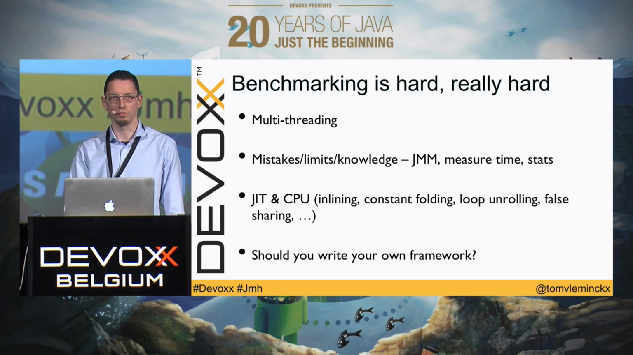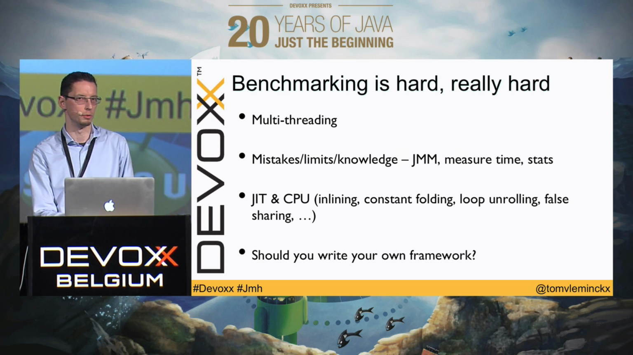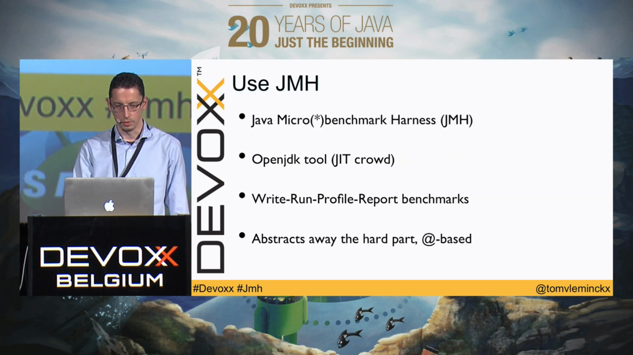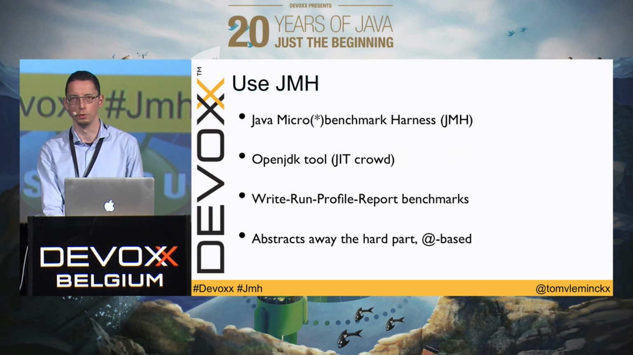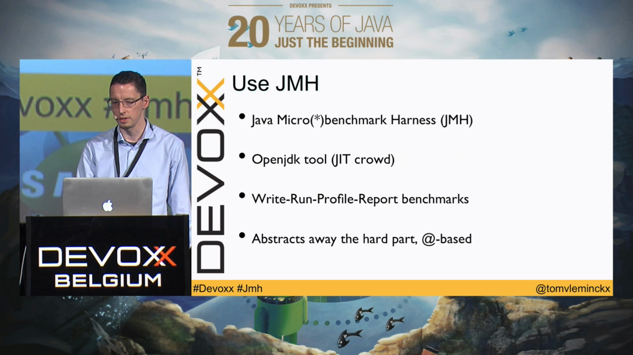So if you know all of that, should you write your own framework? Now, I will say no, don't do that. If you really don't know and you can't sleep good at night, as we already said, maybe you should, but use something that is readily available. What is readily available for you? JMH, the Java Micro Benchmark Harness, it's part of the OpenJDK.